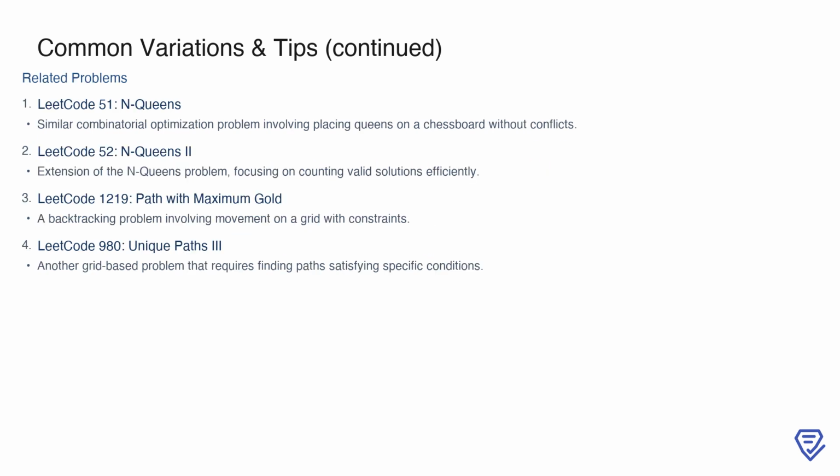It's helpful to explore related problems that share commonalities with this challenge. For instance, LeetCode 51, the n-queens problem, involves placing queens on a chessboard without conflicts, a combinatorial optimization task similar to this one. LeetCode 52, n-queens 2, builds on this by focusing on counting valid solutions efficiently. Other relevant problems include LeetCode 1219, path with maximum gold, which uses backtracking to navigate a grid under constraints, and LeetCode 980, unique paths 3, where you must find paths satisfying specific conditions on a grid. Studying these problems can deepen your understanding of the techniques and strategies applicable to this problem.